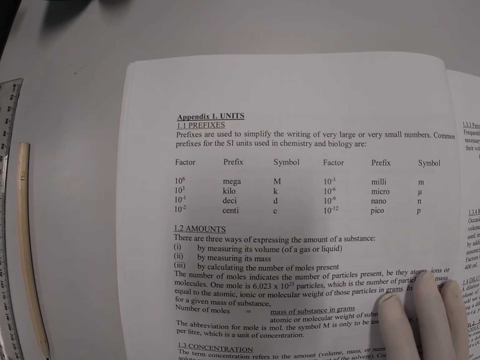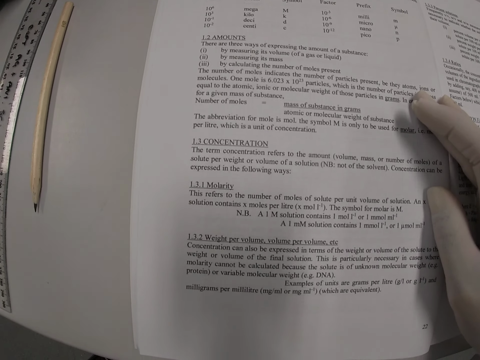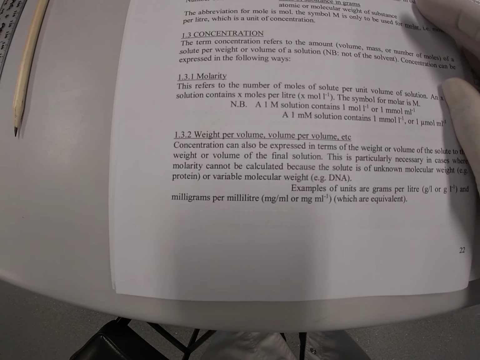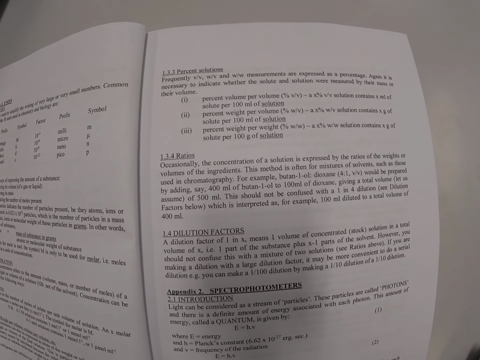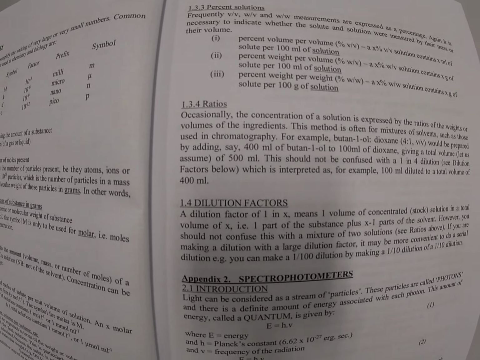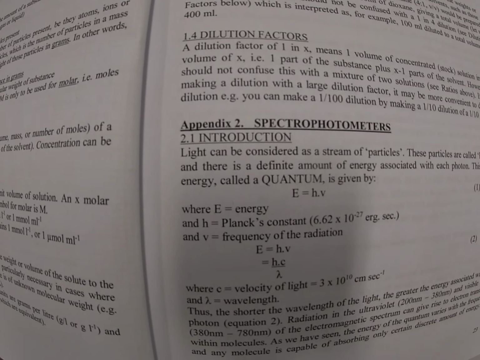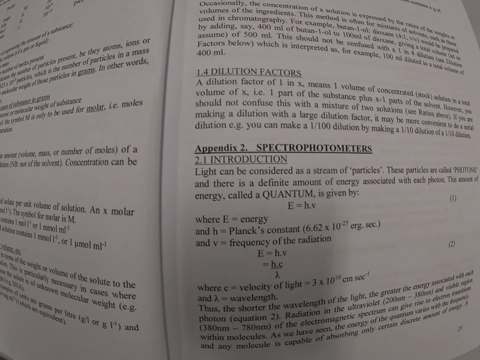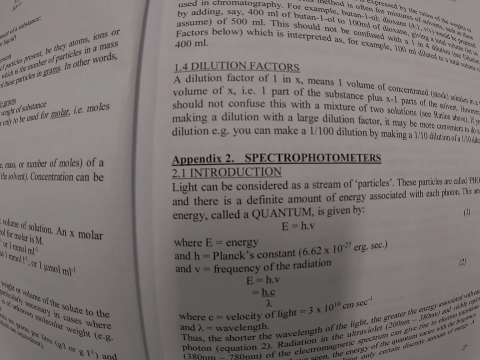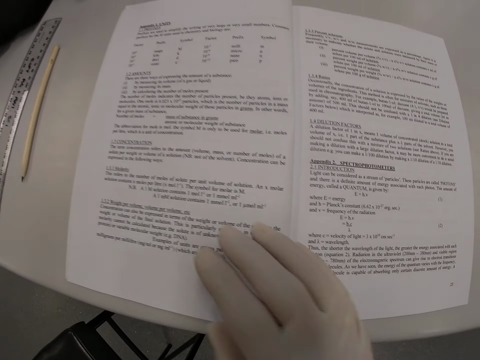So here we have Appendix 1, which will take you through prefixes, amounts, concentration, molarity, and weight per volume, volume per volume. Most of that we've already covered in the lectures, but it's always good to revise. Percent solutions, ratios, and dilution factors. And of course, very importantly, have a good read of Appendix 2, which will introduce you to the concept of spectrophotometry using a machine called a spectrophotometer.